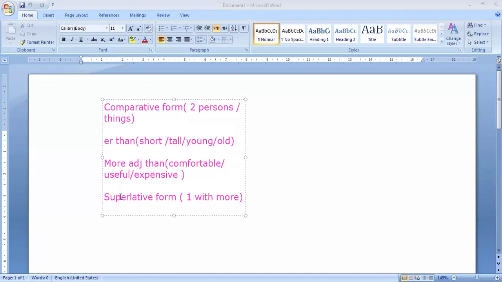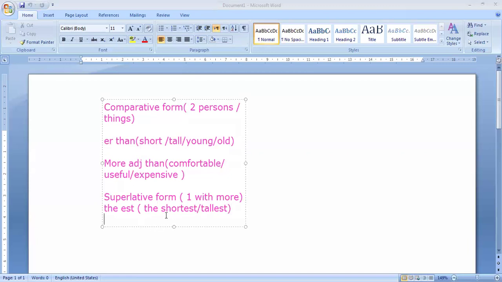We say the and put est to the adjective. Like what? In this case, we can say the shortest, or the tallest, or the oldest, anything. We say the shortest, the tallest, okay? Say the adjective with est. Okay, I think it's clear in this part.